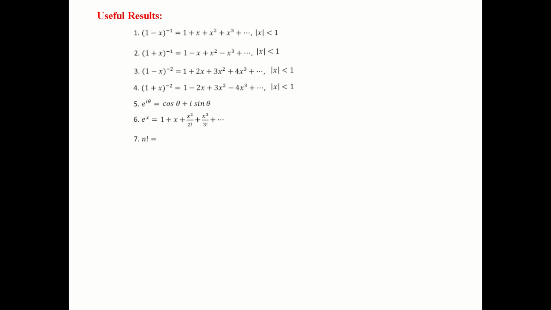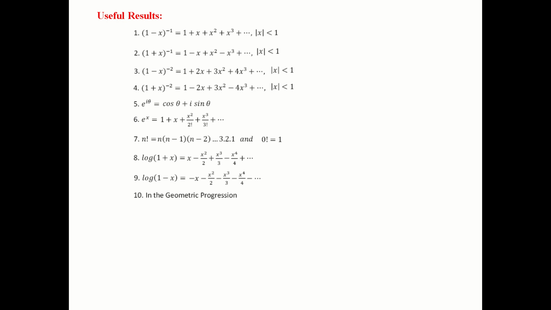n factorial we know is n into n minus 1 into etc., 2 into 1. 0 factorial is 1, factorial 1 is also 1. And log of 1 plus x, we know, is x minus x square by 2 plus x cube by 3 minus x power 4 by 4, and so on. Log of 1 minus x, all are minus: minus x minus x square by 2 minus x cube by 3 minus etc.